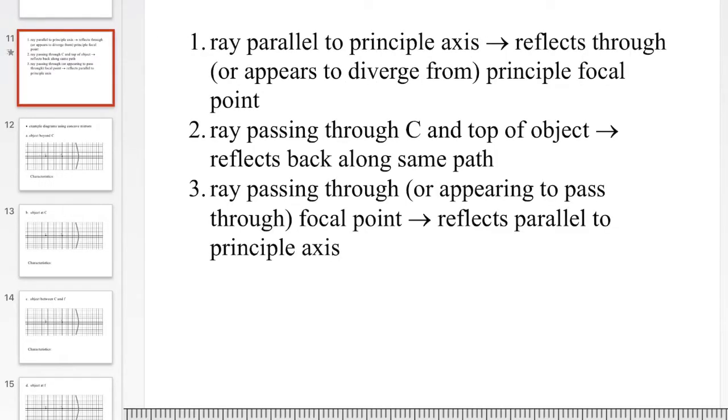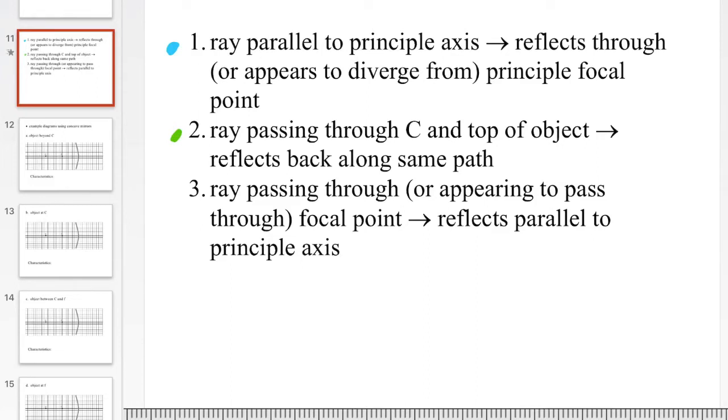All right, so in these ray diagrams, I'm going to draw 3 possible rays, okay? So the first one is going to be the ray that goes in parallel to the principal axis. So basically, it's going directly towards the mirror, and then it bounces off and it reflects through the focal point, okay? The next kind of ray I'm going to draw is a ray that passes through C and the top of the object and then reflects back along the same path. I'll draw those ones in green.